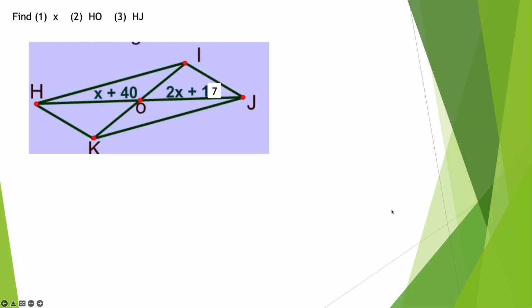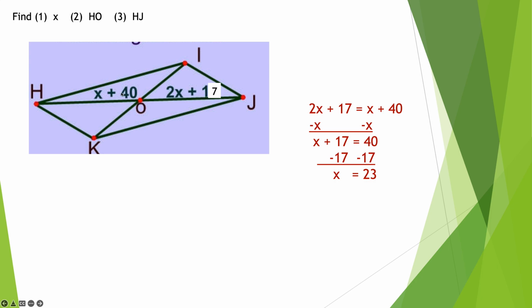Speaking of diagonals bisecting each other, find x, find HO, and find HJ. Go ahead. Okay, so diagonals bisect each other, so these are equal, which makes 2x plus 17 equal to x plus 40. Subtracting the x, I get x and 17 make 40. Subtracting the 17, x is 23. That is the answer to part 1.